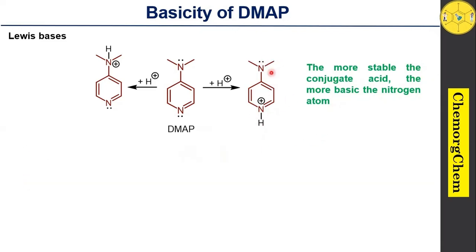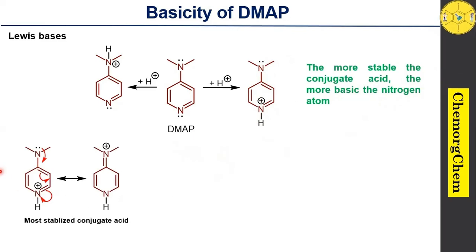So now consider this conjugate acid. This conjugate acid is stabilized by resonance. You see this electron shifted here, this electron shifted here, followed by this electron moving towards the nitrogen atom, which generates this resonance stabilized conjugate acid. When you come to this other conjugate acid, it cannot be stabilized by resonance. Based on that, this nitrogen atom is the more basic as well as more nucleophilic nitrogen atom.